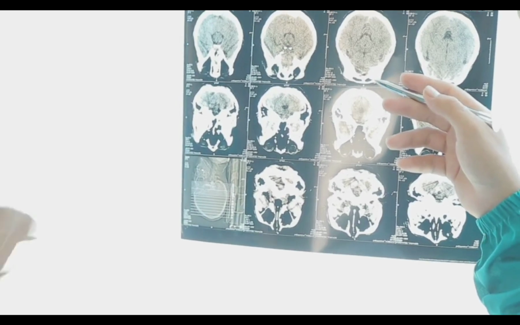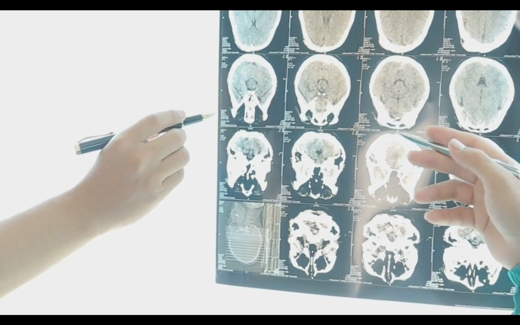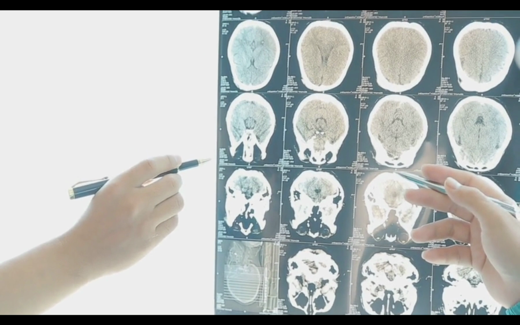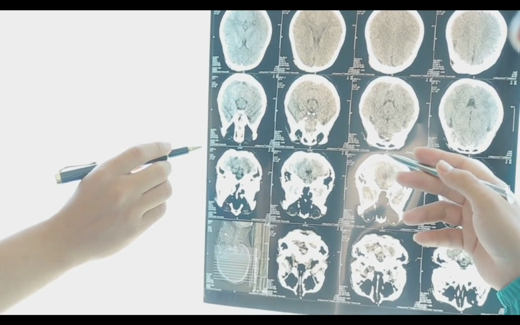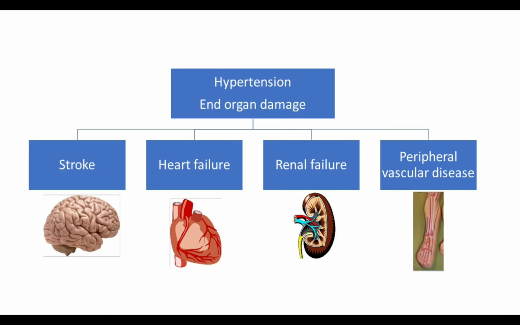If it affects the brain, we call it a stroke. It can be intracranial bleeding or ischemia. And not only does it cause damage to the heart and brain, it also causes damage to the kidney as well. It can cause renal damage, and also it can cause peripheral vascular disease as well. So this is how hypertension-mediated end organ damage occurs. And that's all about high blood pressure or hypertension.